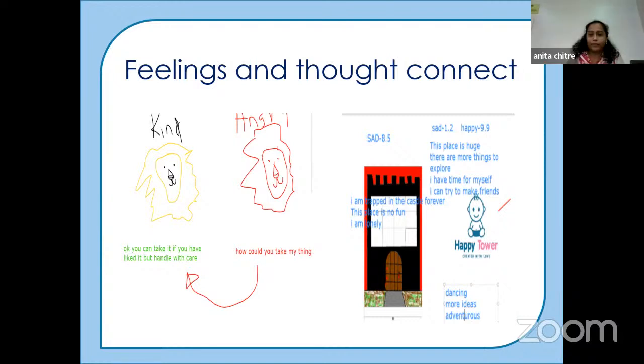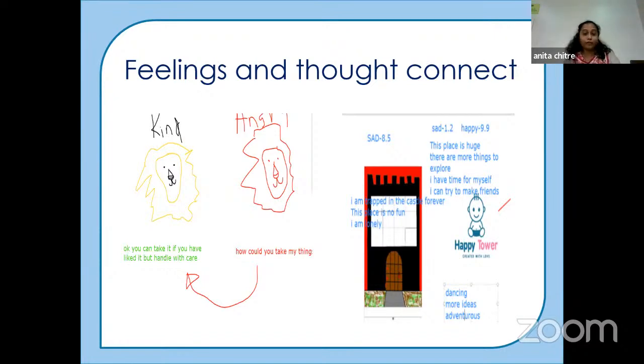The other exercise is like, there is a sad tower. Suppose, imagine that you are living in a sad tower. So what are the thoughts that you get when you're trapped in the place? So there were 3 thoughts that came up. I'm trapped in the castle forever. There's no place for fun. I am lonely. So let's now help this sad person get into the happy tower.